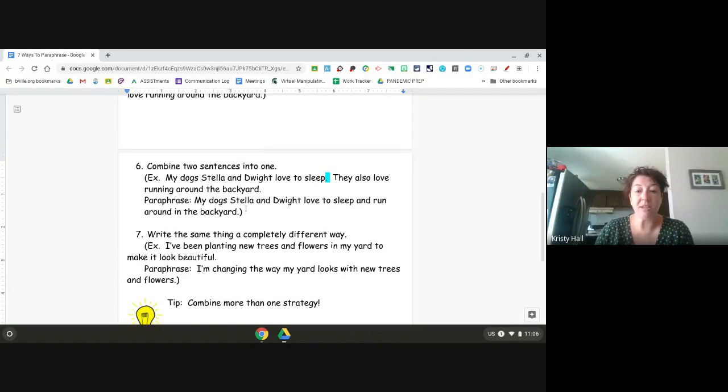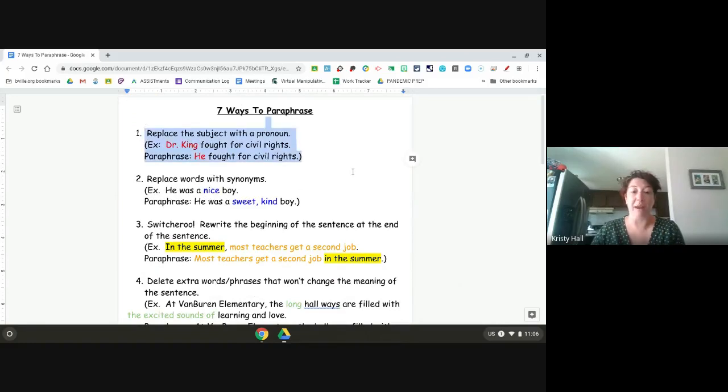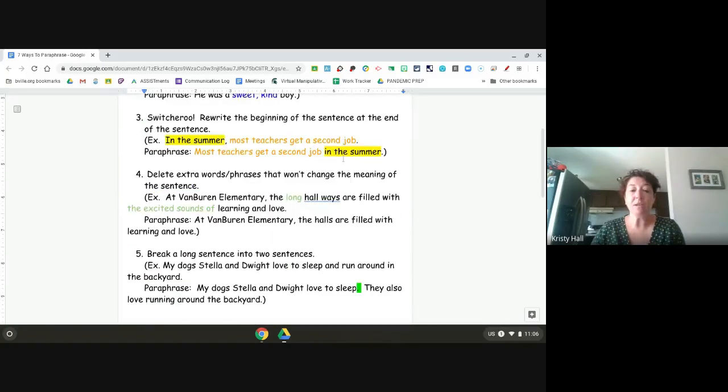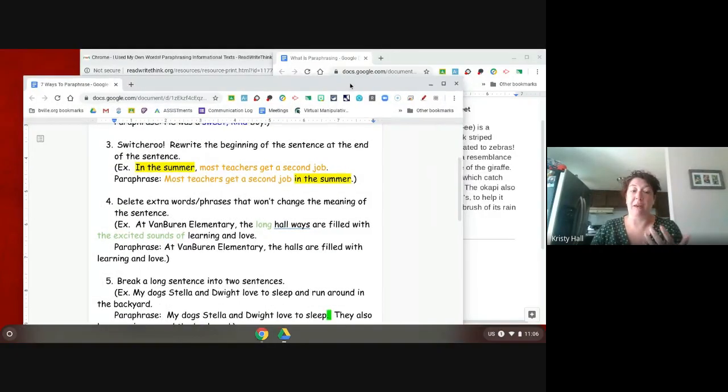So this one is a good example right here. My dogs, Stella and Dwight, love to sleep. They also love running around the backyard. So one thing I did there was split it into 2 sentences. I also, instead of saying their names again, I used the word they. So that's number 1. I used a pronoun, okay? So you can combine things together, different strategies together, to do an even better job of paraphrasing.